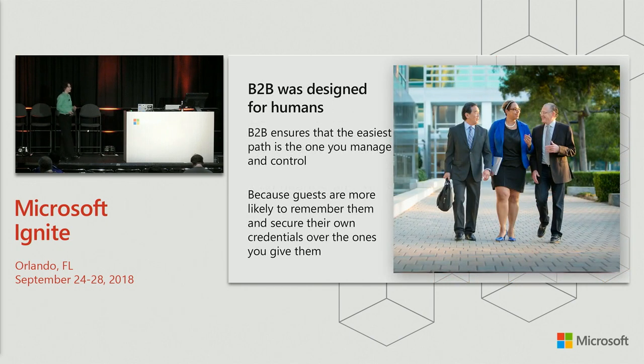So one thing that I think is important whenever we talk about security, we also have to talk about the human element. The most secure system in the world is probably some dusty server that's unplugged, sitting in a closet somewhere in a locked house. But clearly that's not very usable. So we need to figure out a system that works for the humans involved as well. And the thing that I think is most powerful about B2B is that it ensures that the easiest path for external collaboration is the one that you can see and control and manage.